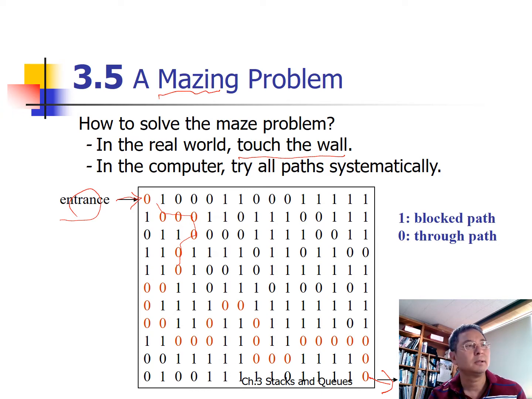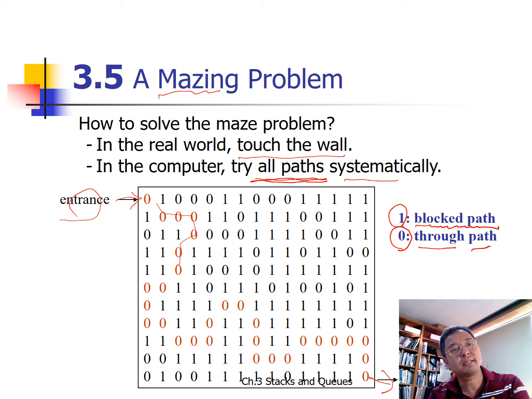Okay, so we must model the wall or the path in the maze systematically. So we will introduce the number 1 as a wall or blocked path in that direction, and 0 means that it is a through path. Through path means that we can go along this path.